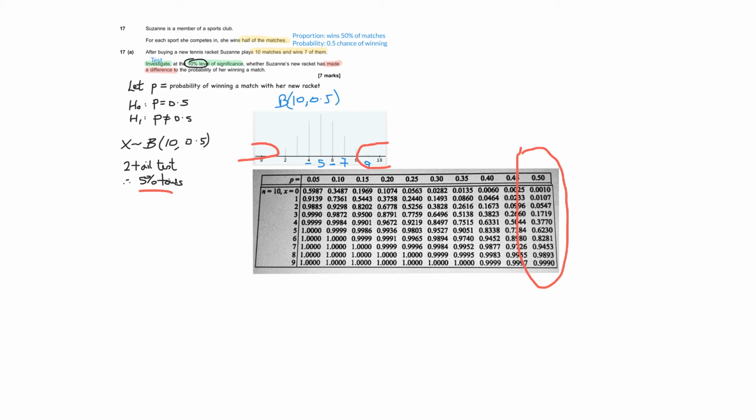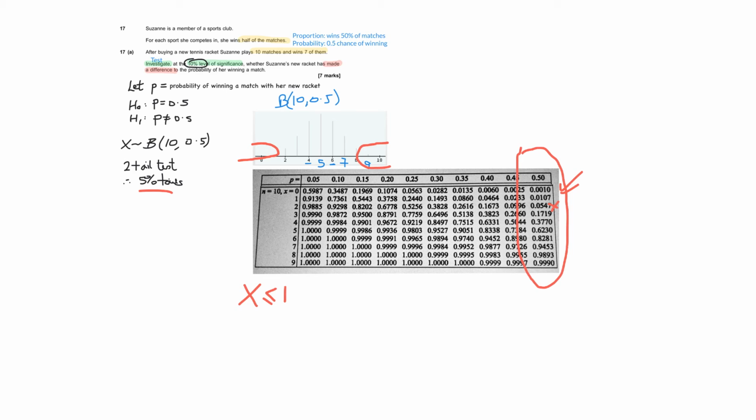So 0.001, that's fine. 0.01, that's fine, that's 1%. 0.0547, that's bad. That's got too big now. So it's only 0 and 1 that are good. So at the lower end, it's x less than or equal to 1. That's one part of our critical region.